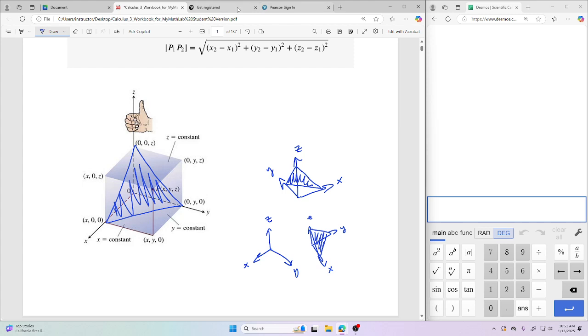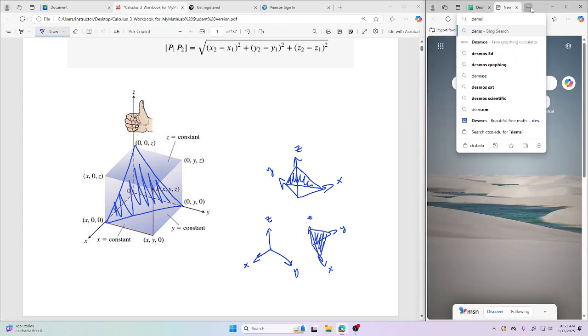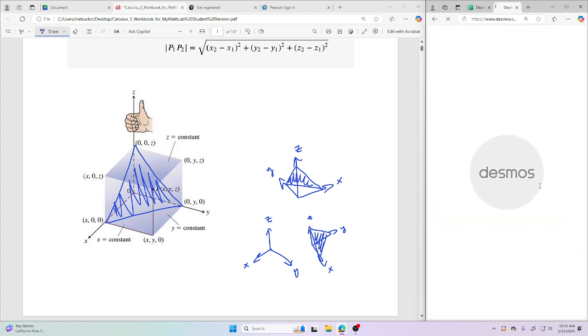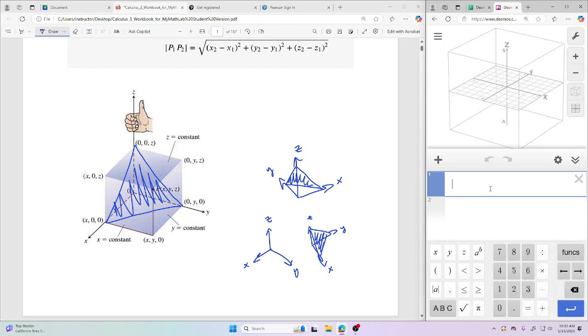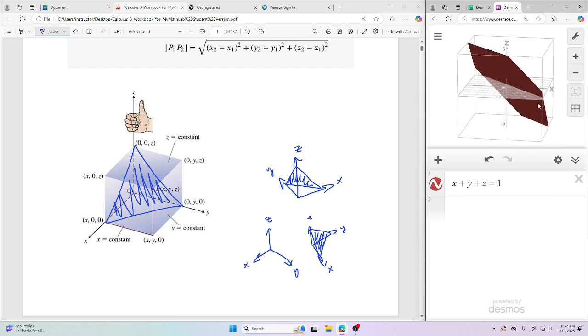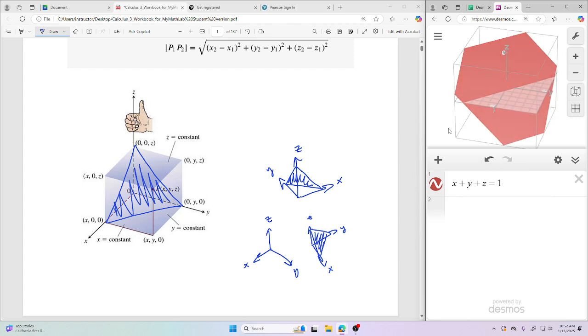Well, if there's Desmos, I'm going to use Desmos. I remember that GeoGebra is also really strong. Okay, that's cool. So let's just try x plus y plus z equals 1. Oh, that's perfect. Yeah, let's do that. So then you can draw some of these 3D shapes and kind of see it now.